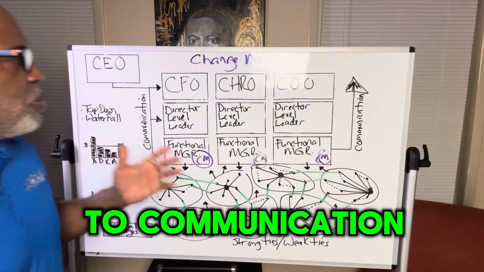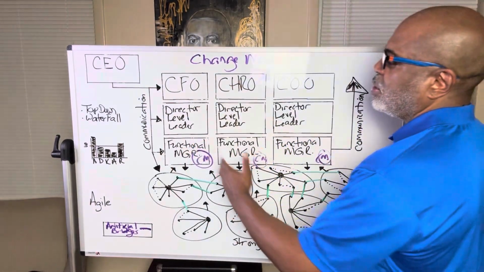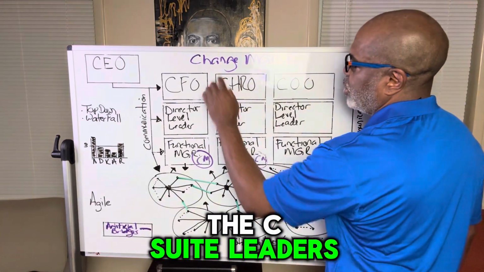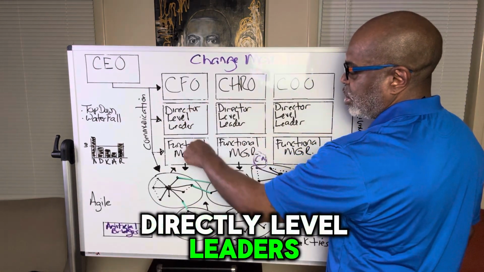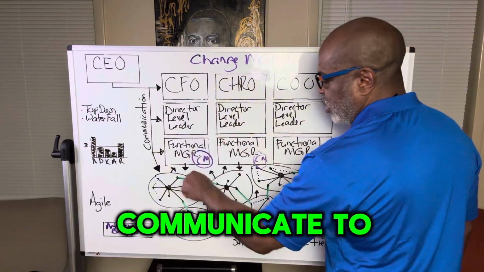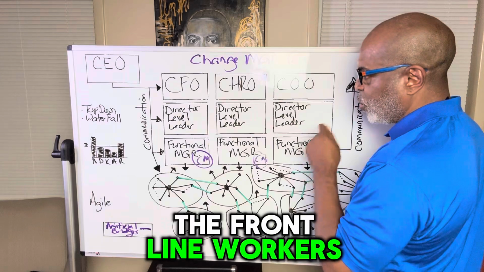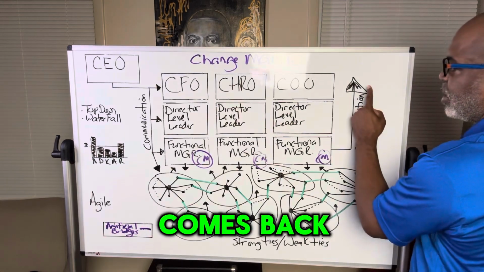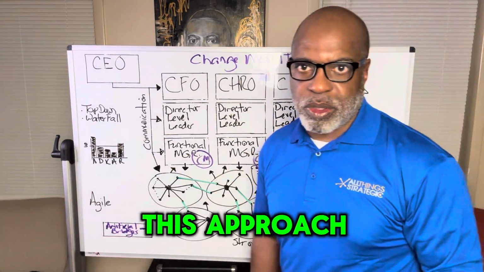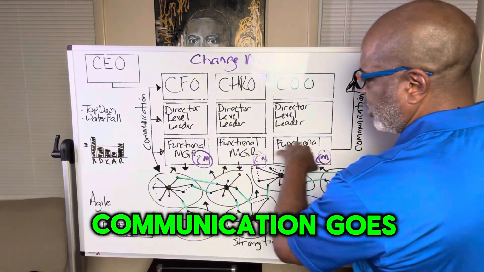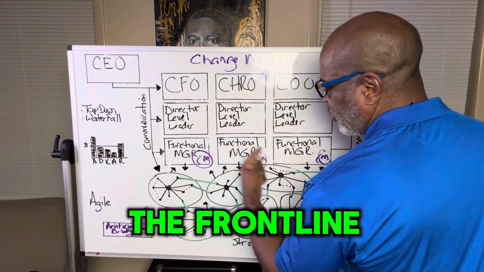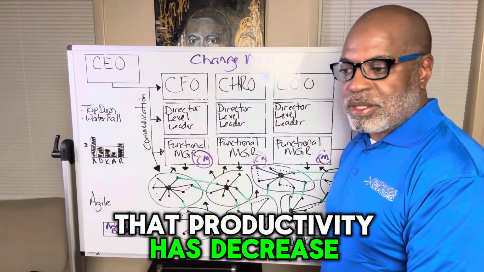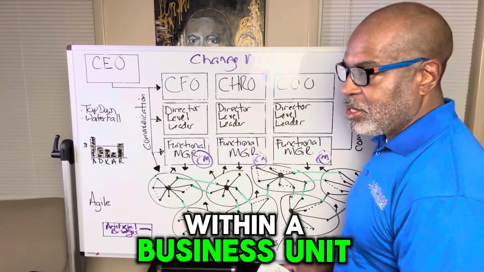Now, when it comes to communication, according to ProSci, the top-down waterfall method of change, the hierarchical method of change, the communication begins with the C-suite leaders communicating down to the director level leaders and the functional managers. And the functional managers communicate to the employees in the organization, the frontline workers. The problem is this type of communication, as you see here, goes down and comes back up. It's very slow in its approach of communicating. By the time the communication goes to the functional managers and they hear from the frontline workers, there's a high potential that productivity has decreased across the organization or within the business unit.